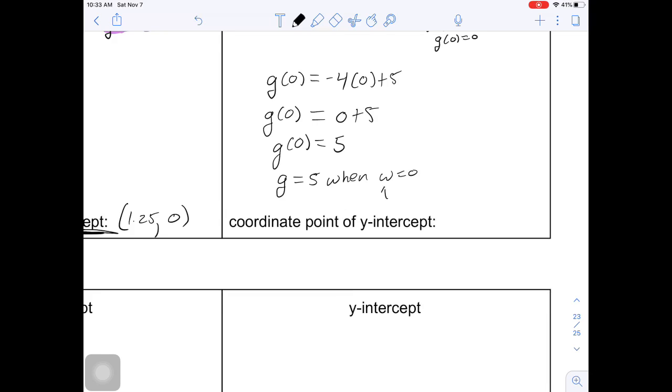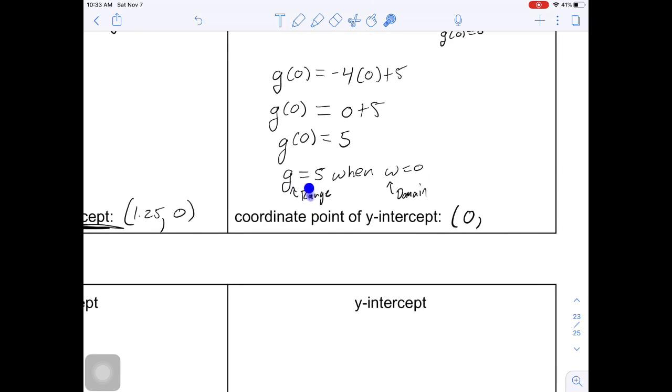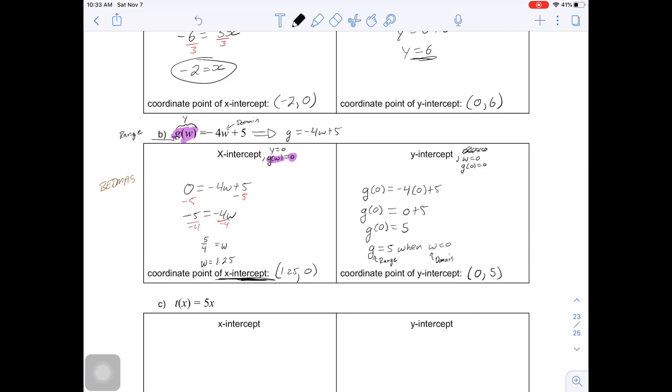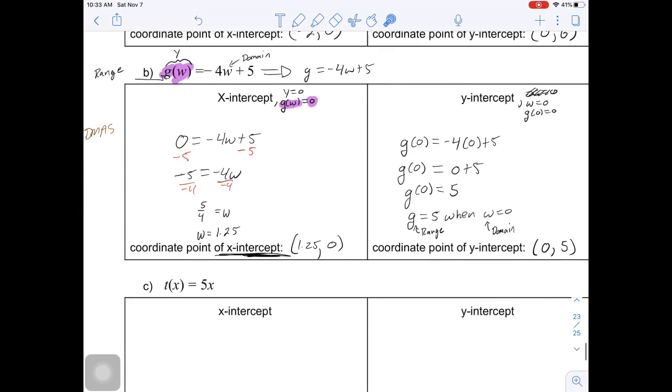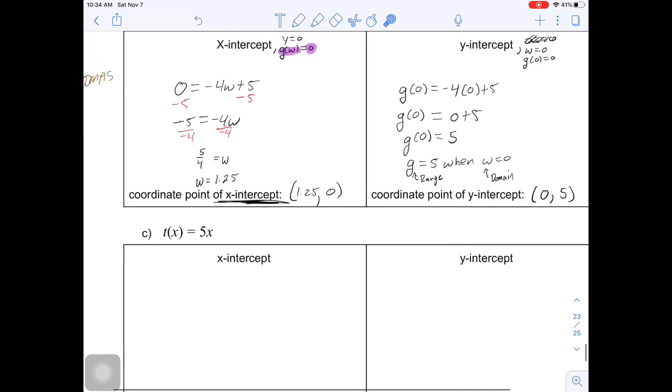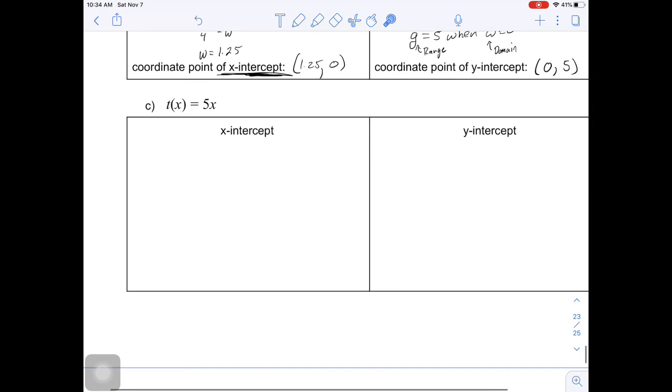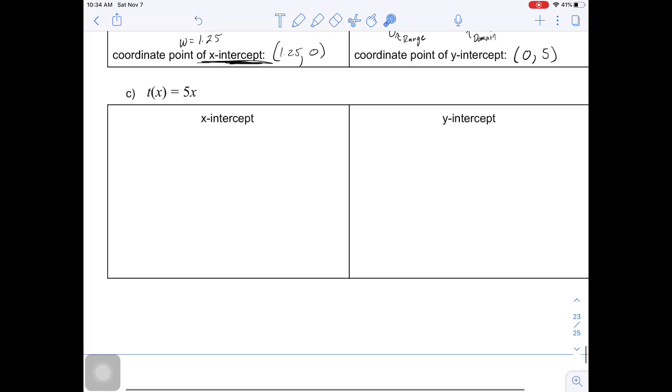And remember, our w is our domain, and our g values are our range. So here, my y-intercept is when my domain is 0, which is what we plugged in, my range value is 5. Okay, so it definitely gets a little bit maybe more confusing once you don't have x and y being represented. But you have to remember, sometimes it's not always x and y. Sometimes it's different variables. Okay, let's do one more.